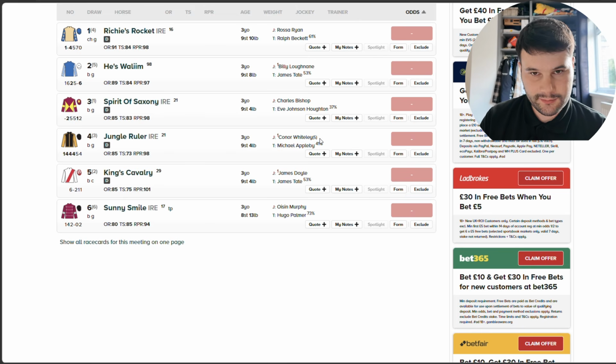So Connor Whiteley claims £5 off this horse. He'll run £5 lighter than it does say on here. He'll run off 8 stone 13.